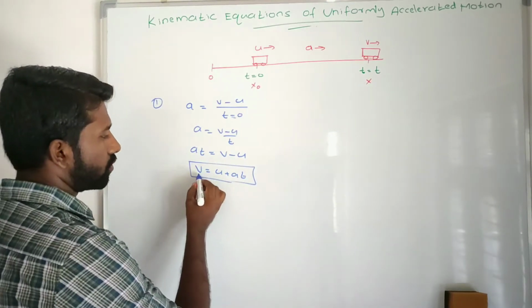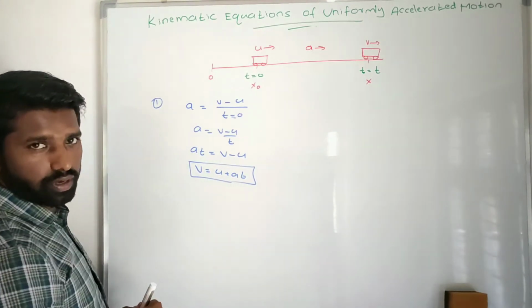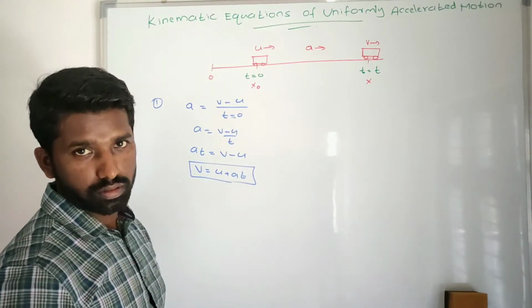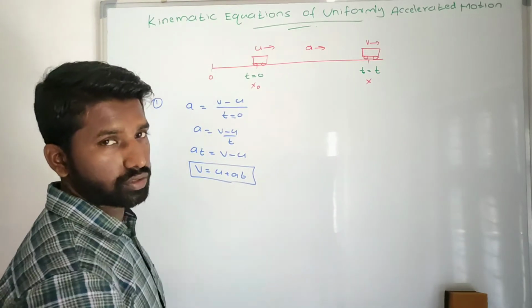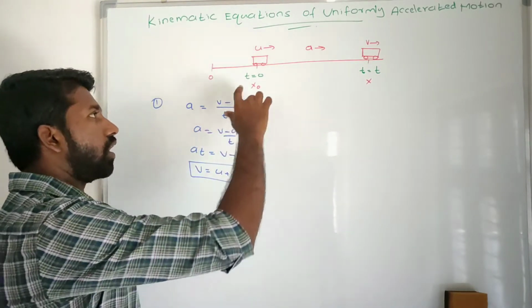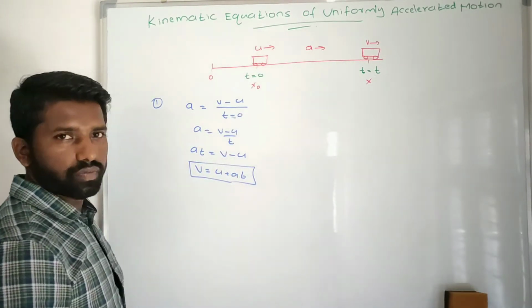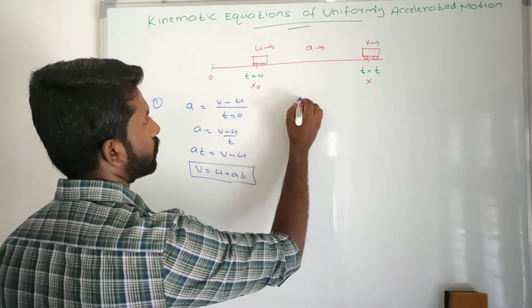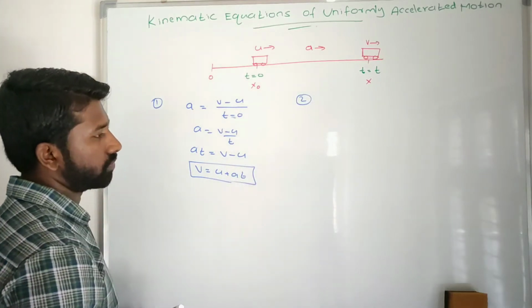By using this equation I can find the velocity at a particular instant. After a time t, we can find what the velocity is. Then we will derive the next motion equation.